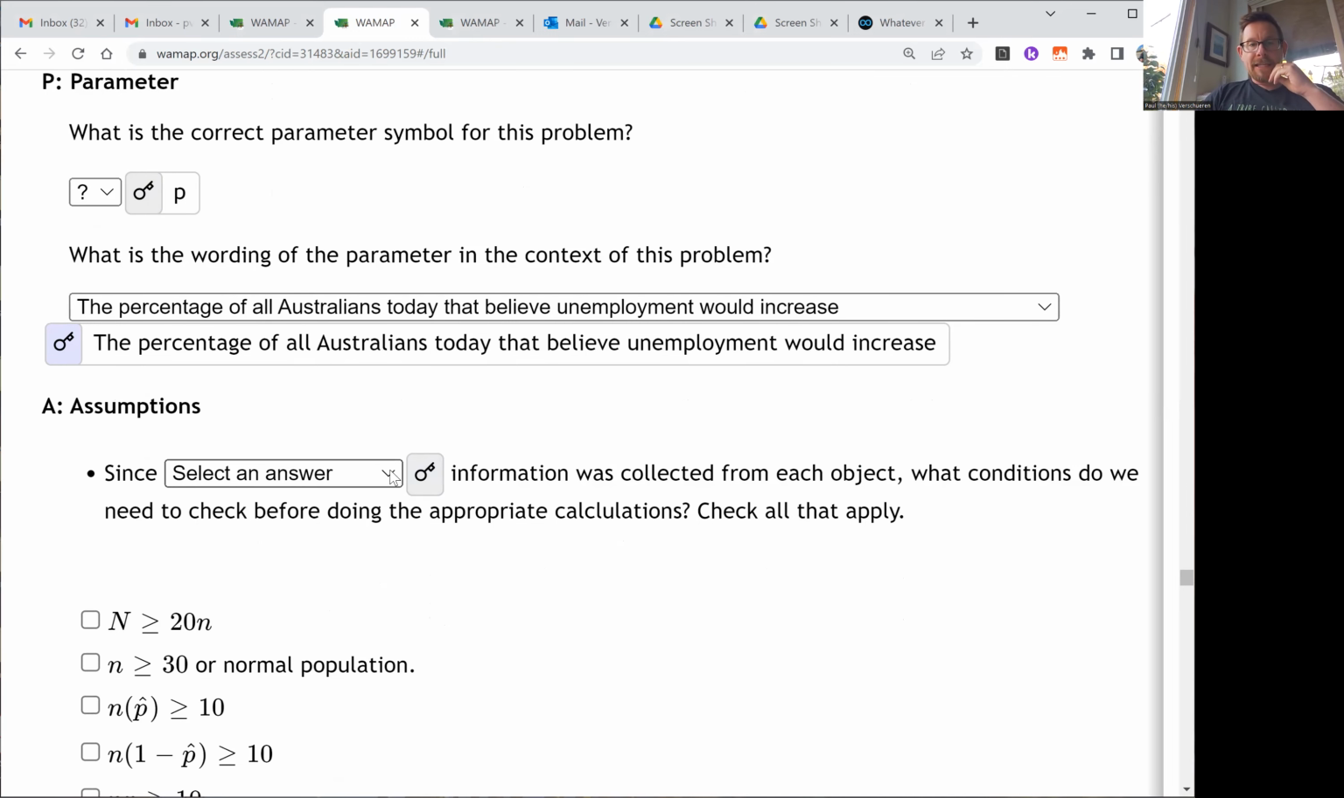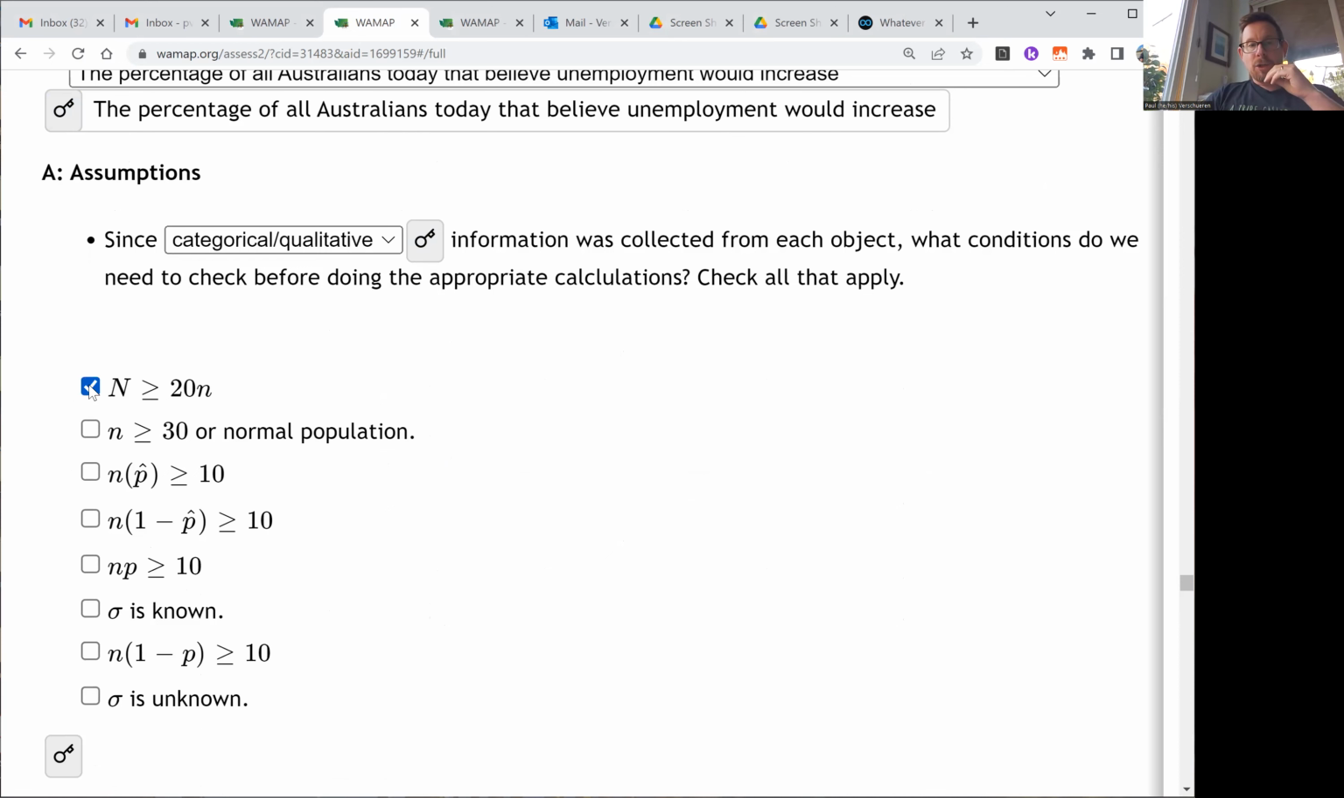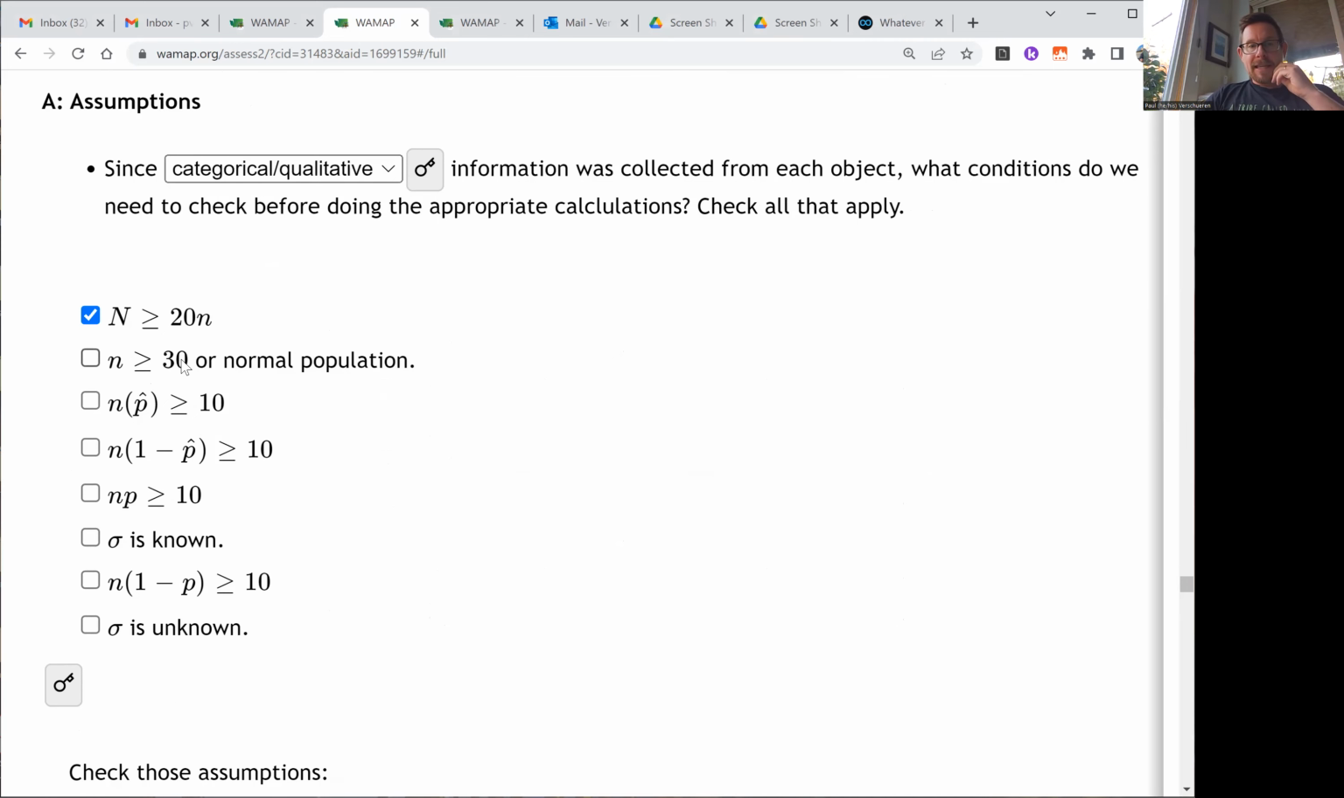In this case, we said this is categorical or qualitative information. Because of that, we do need to check that N is greater than or equal to 20n. In other words, the population is more than 20 times the size of the sample. Since it's all Australians and we have 400 in our sample, 20 times 400 is 8,000, and there are definitely more than 8,000 Australians. So we're good. This would not apply.